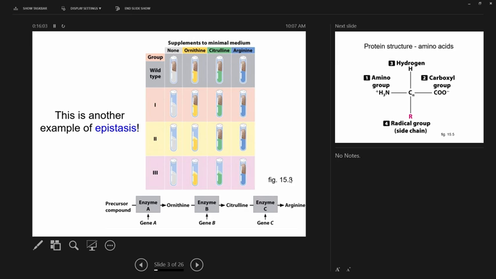And biochemically, you can measure whether ornithine, citrulline, and arginine are present, so it's not like it's invisible, like with the snail shell example where you get that duplicate recessive epistasis. All right.